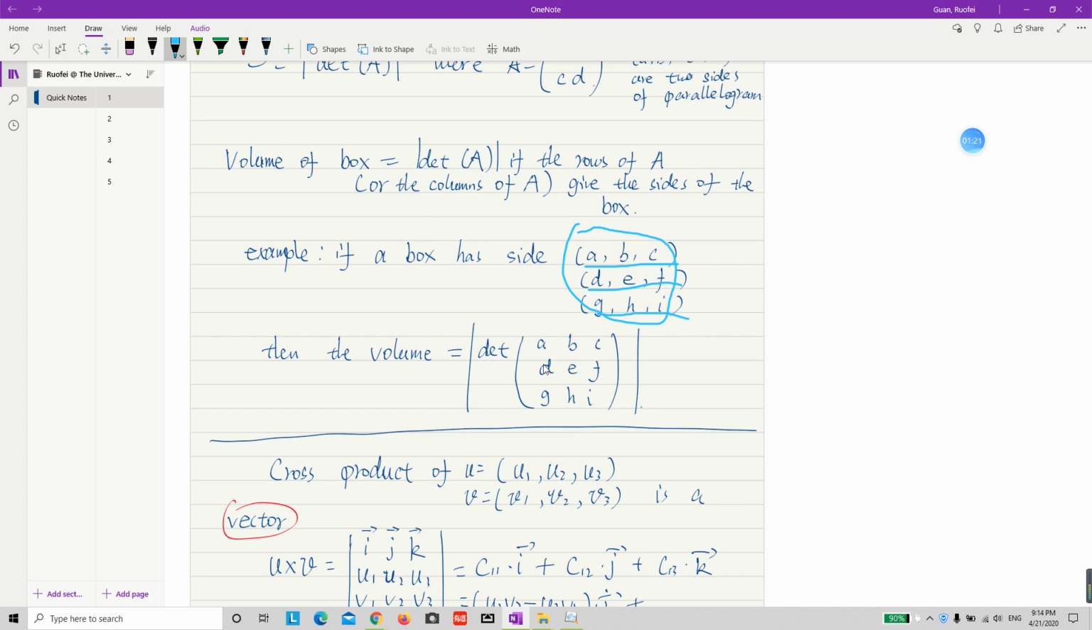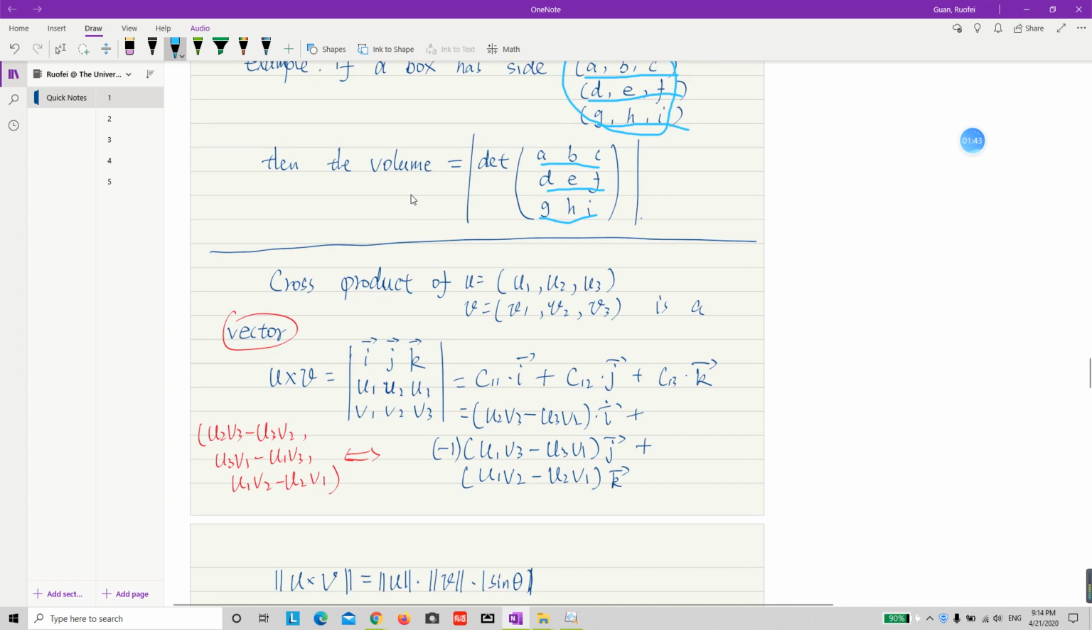Then the volume equals the absolute value of the determinant of the matrix with rows (a, b, c), (d, e, f), (g, h, i). This is the first side, this is the second side, this is the third side. So this is how we use the determinant to compute the volume of a box.